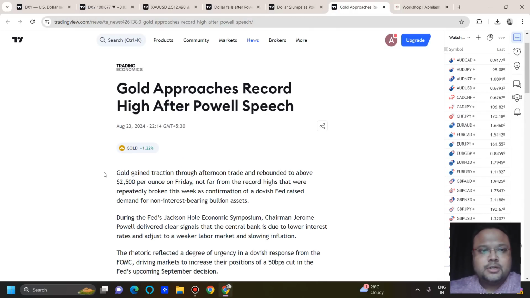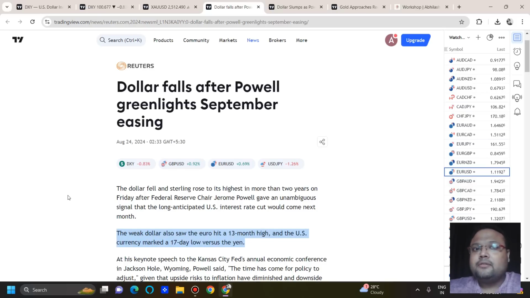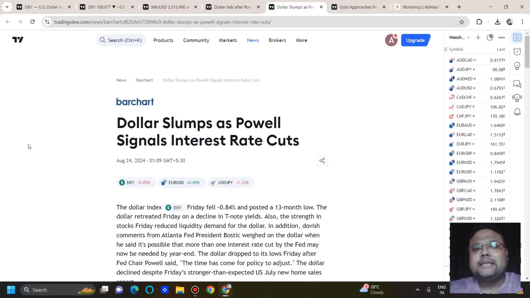after Powell's speech. Gold gained traction through afternoon trade and rebounded to above 2500 per ounce on Friday, not far from the record highs that were repeatedly broken this week, as confirmation of a dovish Fed raised demand for non-interest bearing bullion assets. Dollar falls after Powell greenlit September easing. Dollar slumps as Powell signals interest rate cut. This was the main attraction of the Friday.